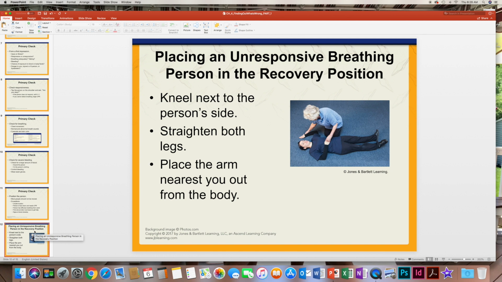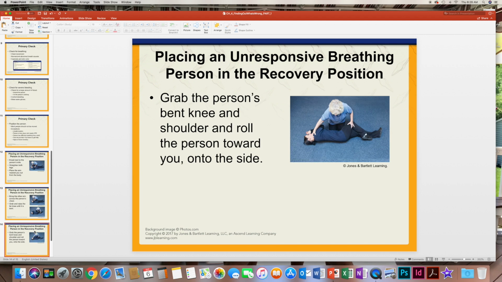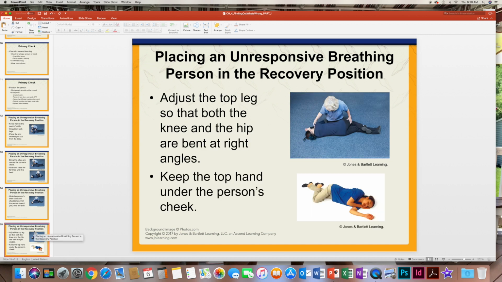If a person is unresponsive, you need to place them in the recovery position. And you have to do that by kneeling next to the person's side, straighten both of their legs, place the arm that's nearest to you out away from the body. Bring the other arm across the person's chest, grab and raise the far knee until it is bent. Grab the person's bent knee and shoulder and roll the person toward you onto their side. Adjust the top leg so that both the knee and hip are bent and at right angles. Keep the top hand under the person's cheek.